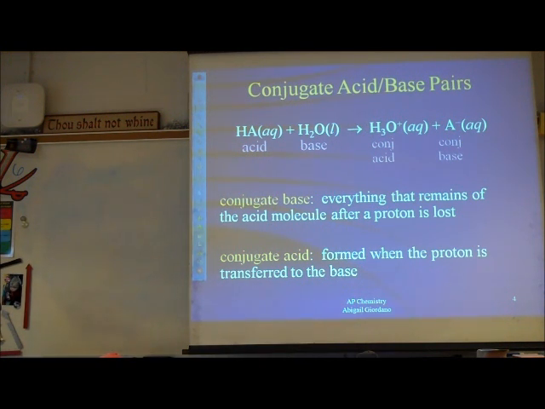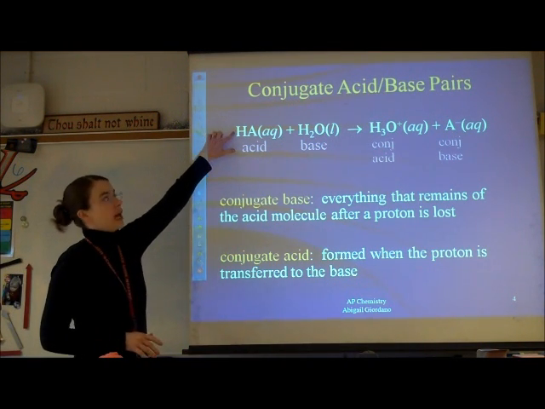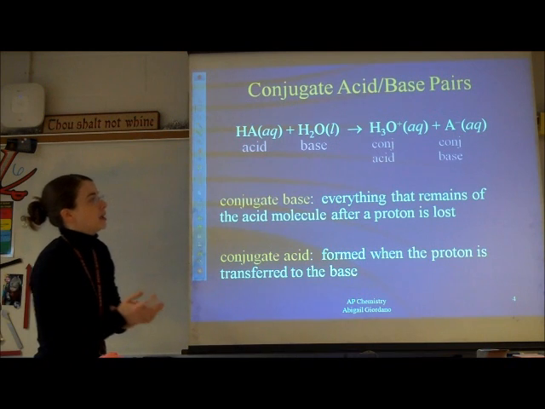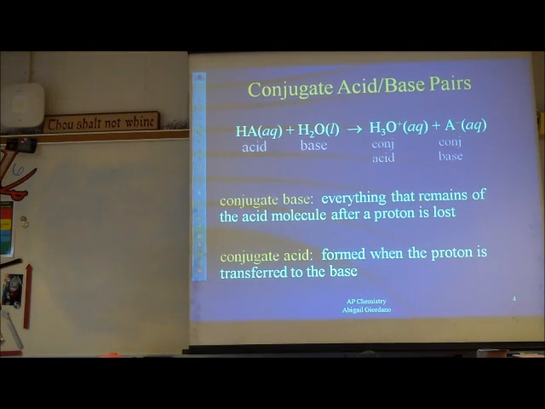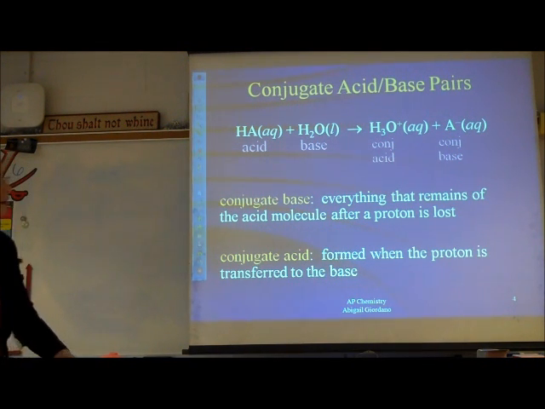So, guys, you'll have multiple choice questions as simple as this. They'll give you a reaction and say, which of the following is the conjugate base in this reaction? And then you'll have choices A, B, C, D, E. And the answer would be A minus on the right-hand side.